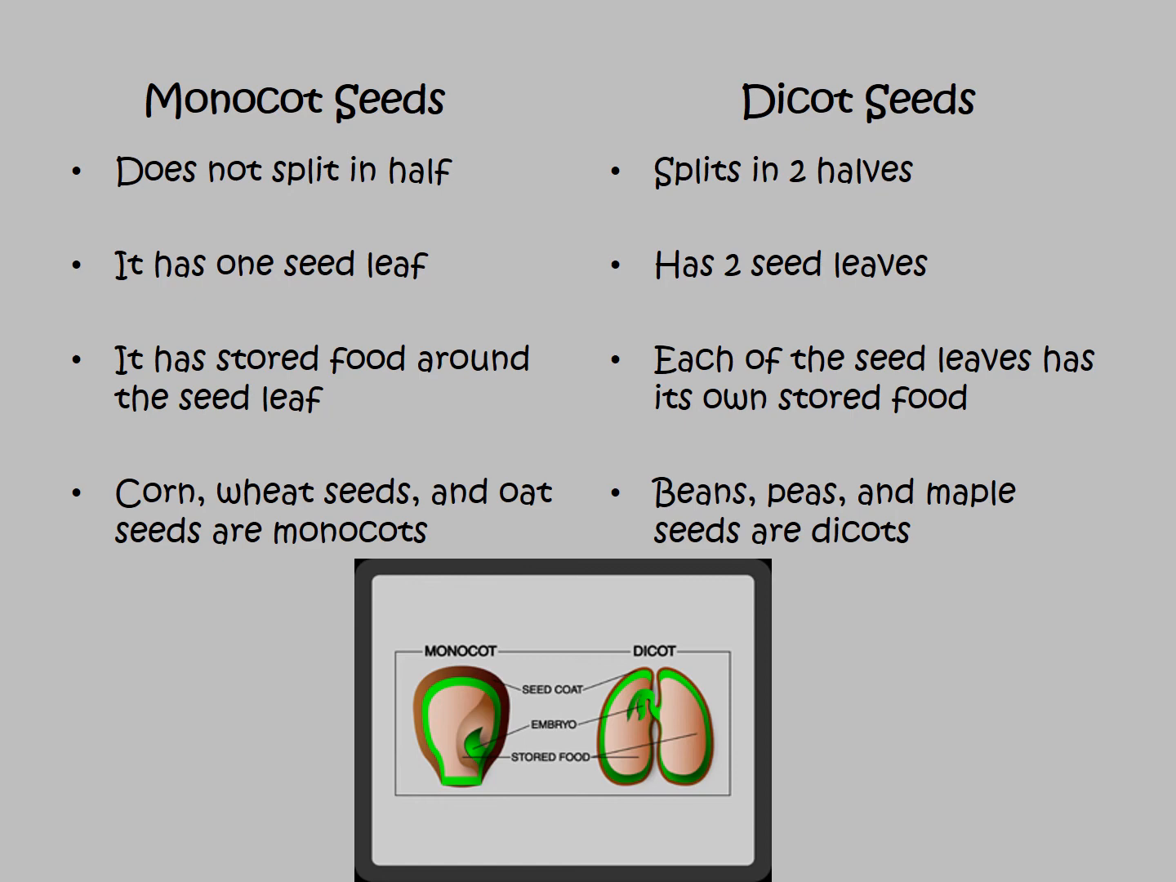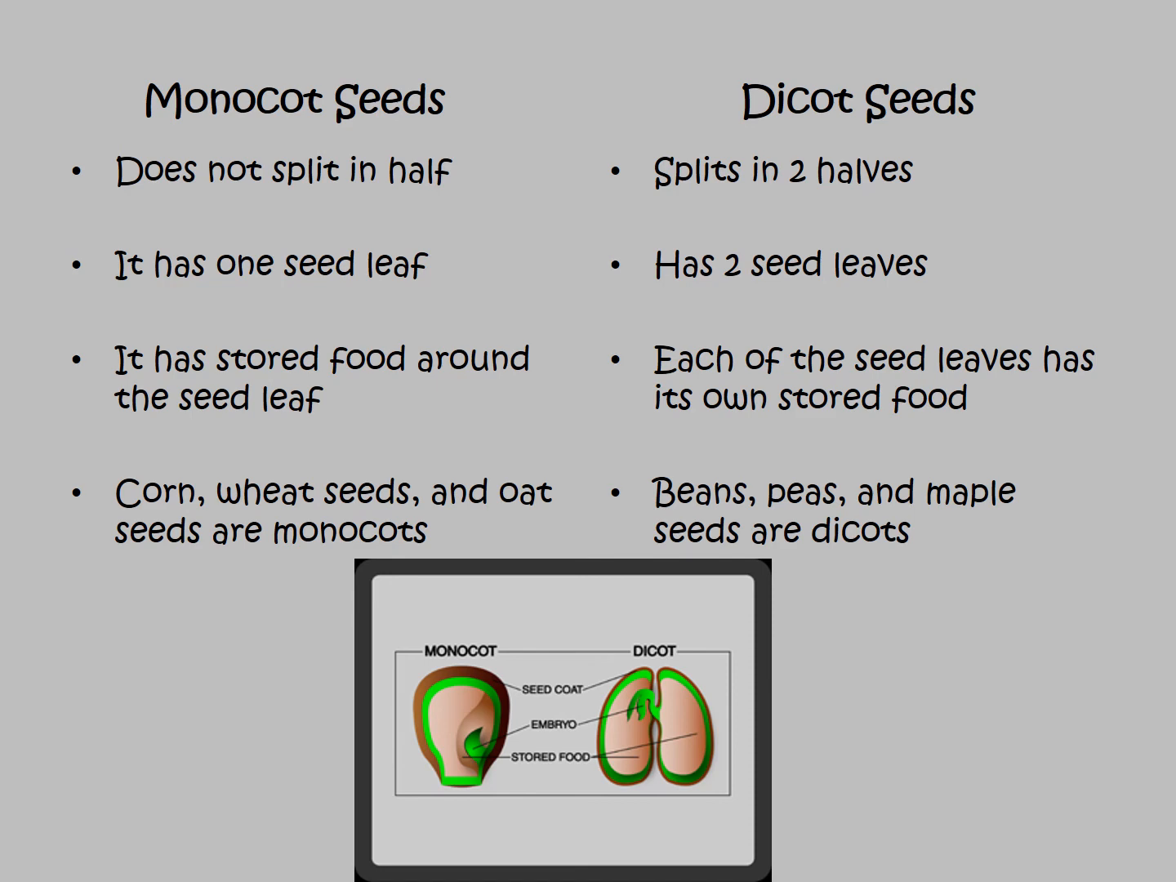Now, let's look at the differences between these two types of seeds, and you should be filling in the chart that looks like this in your notes. Let's talk about monocot seeds first. Mono means one. A monocot seed does not split in half. It just has one seed leaf. It has food that is stored around the seed leaf, and some examples are corn, wheat seeds, and oat seeds. So mono means one, doesn't split in half, it only has one seed leaf.